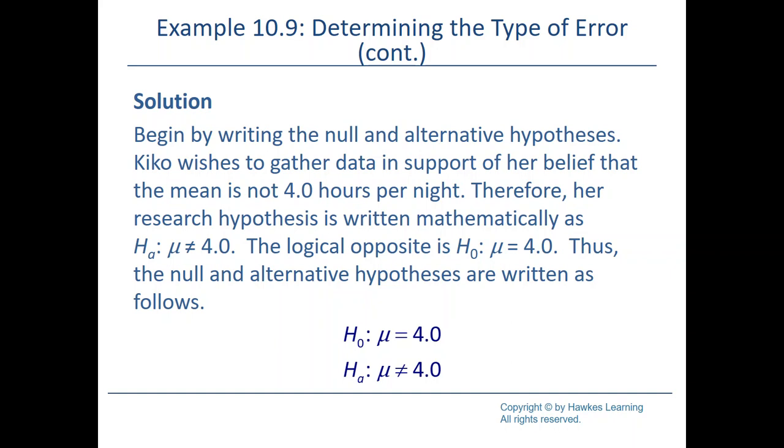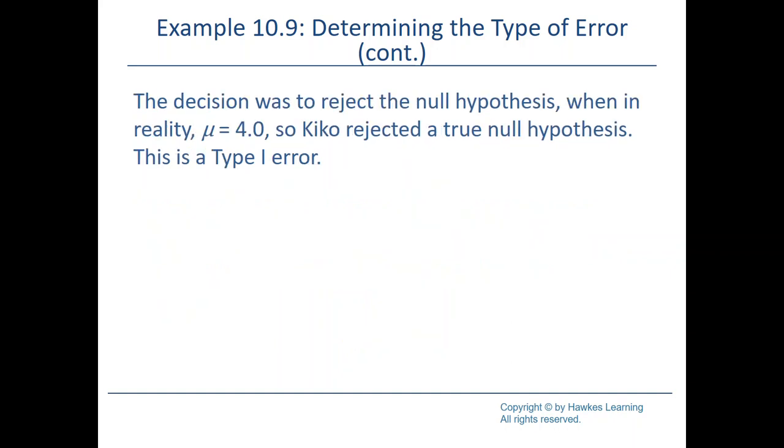Now, as we went through this, the decision was to reject the null. So we reject this null, when in reality, it was actually 4. So when Kiko rejected the null, and it was actually true to begin with, we rejected something that's true, then we've created a type 1 error.